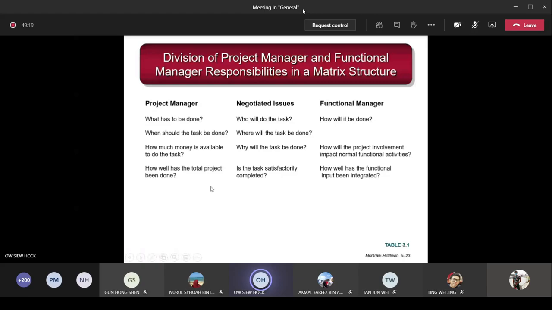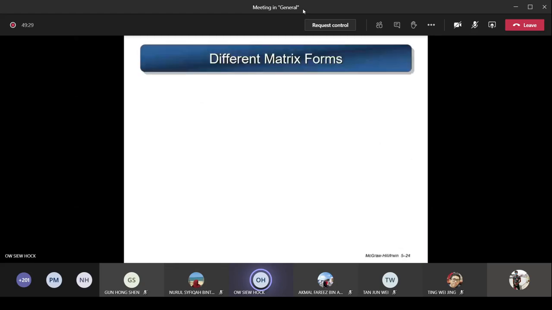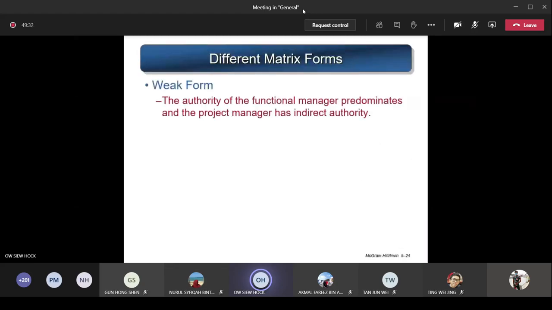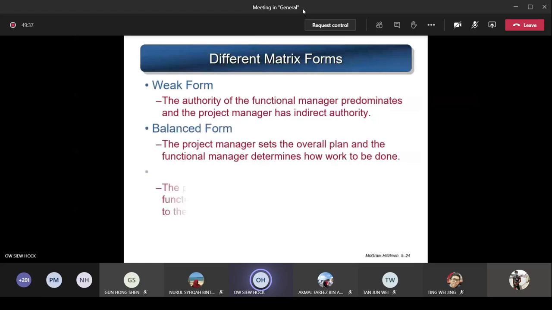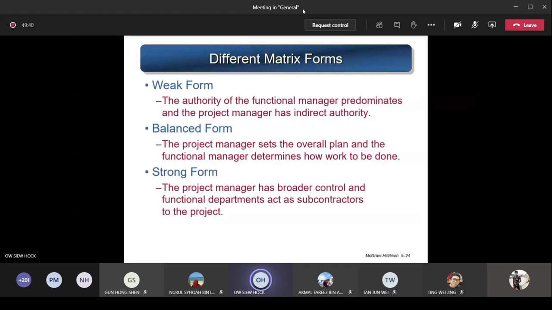So you see, there are two leaders here, the project manager and the functional manager. They will have some kind of negotiation, and if they cannot negotiate, that will end up in conflicts. The matrix form can also be classified into three different forms: the weak form, the balanced form, and the strong form. Weak form means the authority of the functional manager predominates and the project manager has indirect authority. That means the functional manager has higher authority than the project manager, and most of the decisions will be made by the functional manager.